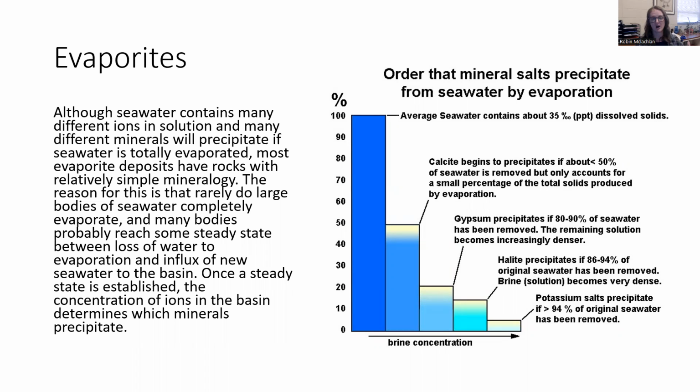ions, those weathering products that were brought down from the source, eventually ended up in the ocean, right? The chlorine, the sodium, the potassium, all these ions floating around. As the water evaporates or as those ions become supersaturated, they will precipitate out as a solid. We know that calcite deposits first when about 50% of the seawater has been removed. And then we get gypsum, then halite, then potassium salt.